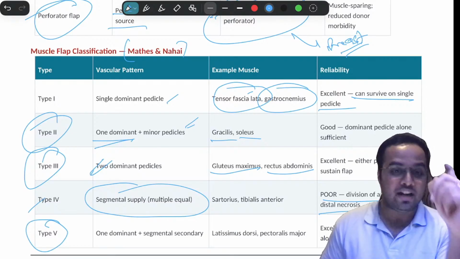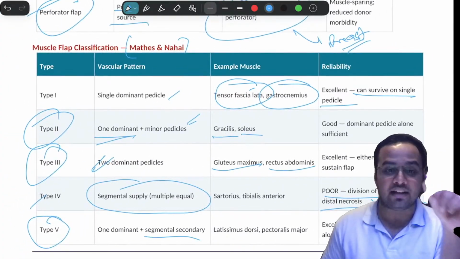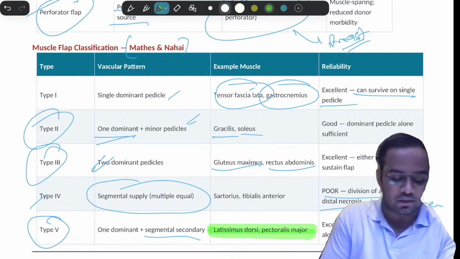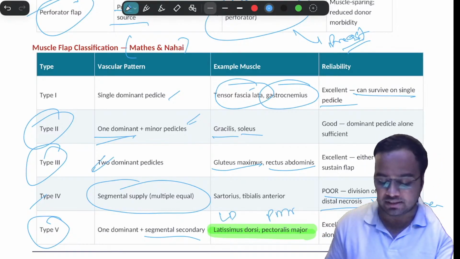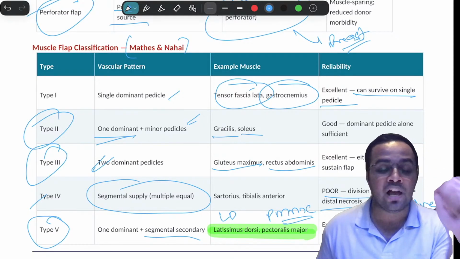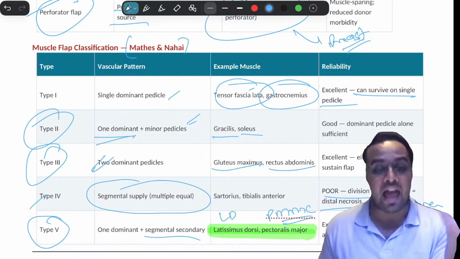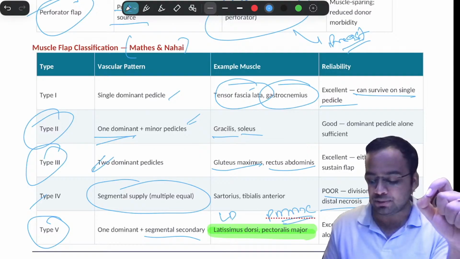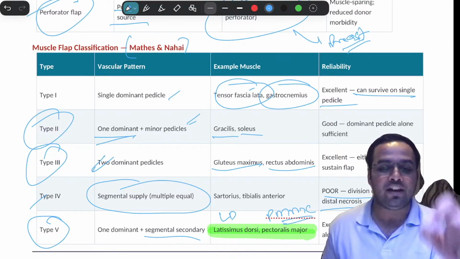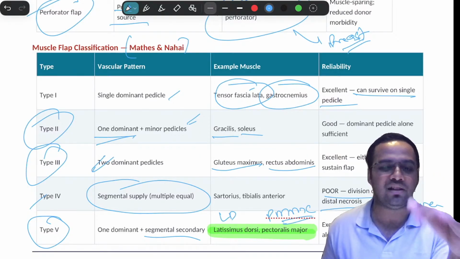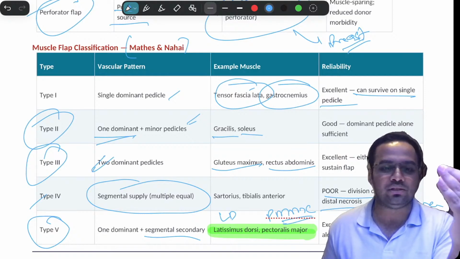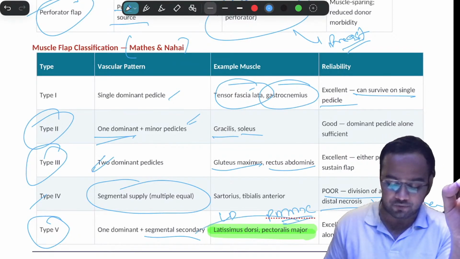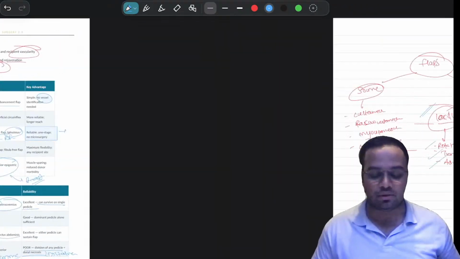Type 5 means one dominant pedicle and the others are segmental, and this example is always going to be latissimus dorsi and pectoralis major. So the LD flap or PMMC flap are going to be the robust flaps because they have one dominant supply and along with that they have multiple segmental branches. So that is the reason these flaps are going to survive irrespective. Whenever a plastic surgeon is going to reconstruct in a patient who is poorly nourished, malnourished, who is not having proper nutrition, that is the time the plastic surgeon is going to prefer this flap, because the flap necrosis is going to be less.